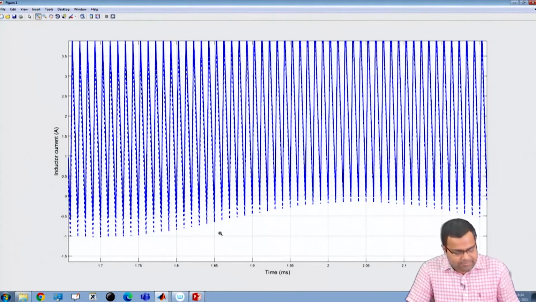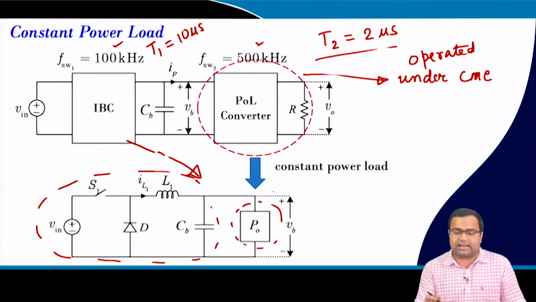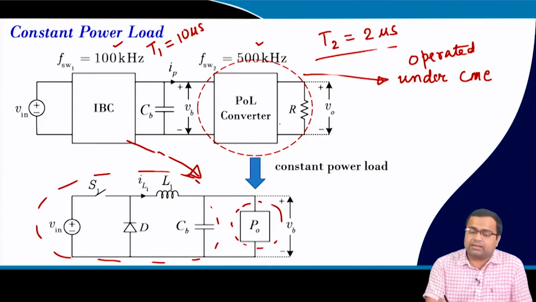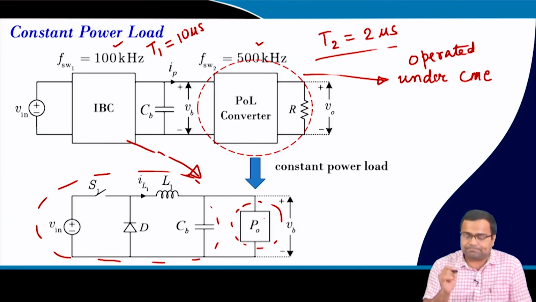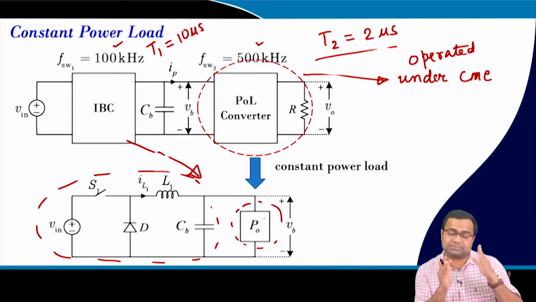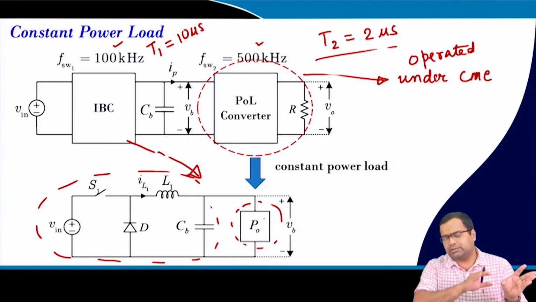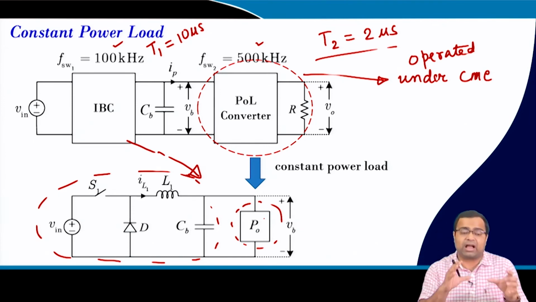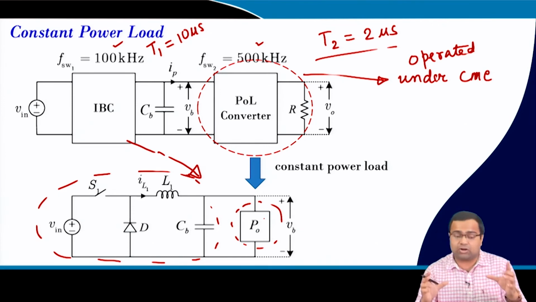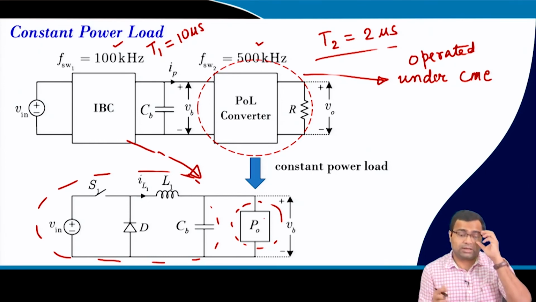That means, if we come to our conclusion, our assumption that this current mode control closed loop POL converter can be replaced by a constant power load is valid in the sense of small, low frequency behavior, which can reasonably capture the slow scale instability of the IBC converter, but it does not capture the switching dynamics and nonlinear phenomena of this two stage converter.